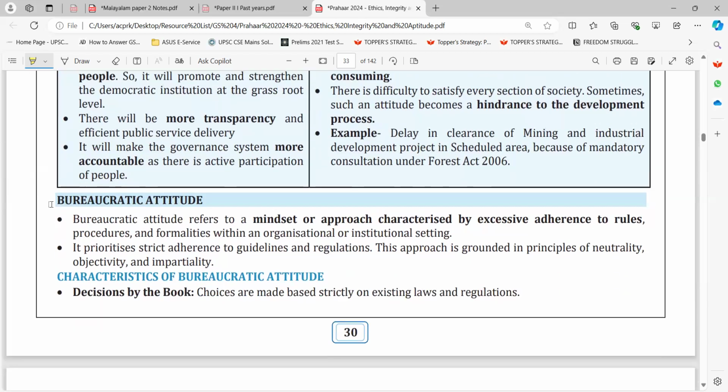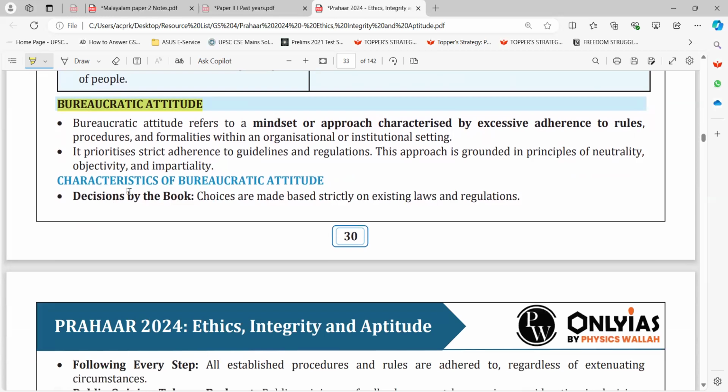2006. Bureaucratic attitude. Bureaucratic attitude refers to a mindset or approach characterized by excessive adherence to rules, procedures, and formalities within an organizational or institutional setting. It prioritizes strict adherence to guidelines and regulations. This approach is grounded in principles of neutrality, objectivity, and impartiality.